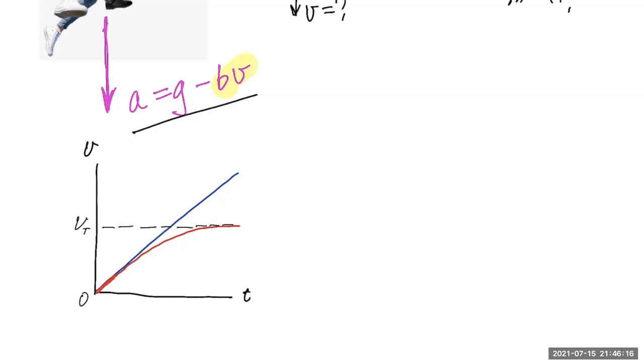And how do you find terminal velocity, by the way? Terminal velocity happens when the acceleration is 0, so the velocity can no longer be increased. So set a equal to 0, which gives us g minus bv equal to 0. That is the terminal velocity. So vt equals g over b. So we know what the terminal velocity is. It depends on the acceleration of gravity, but also depends crucially on this parameter b.